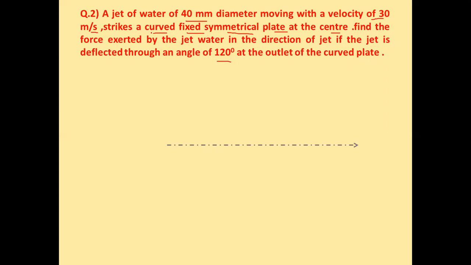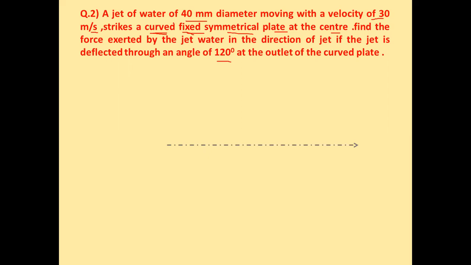The jet of water strikes a curved and fixed plate. So we already know that it is in case A, that is when the plate is fixed, and from the first case, it is of the third type, that is when the plate is curved. Now here again one thing is given to us, that the jet strikes at the center. So we are going to use the formula for impact of jet on a stationary curved plate when the jet strikes at the center of the plate.